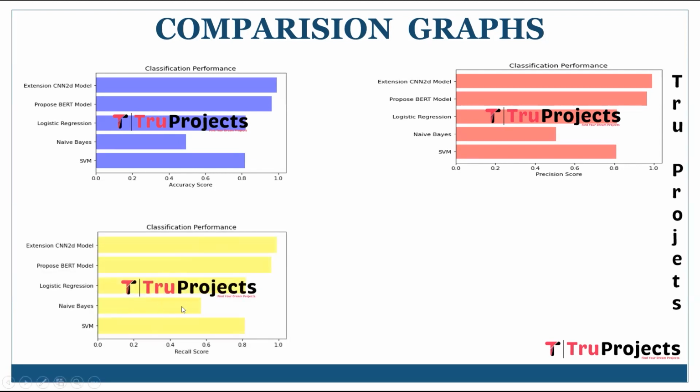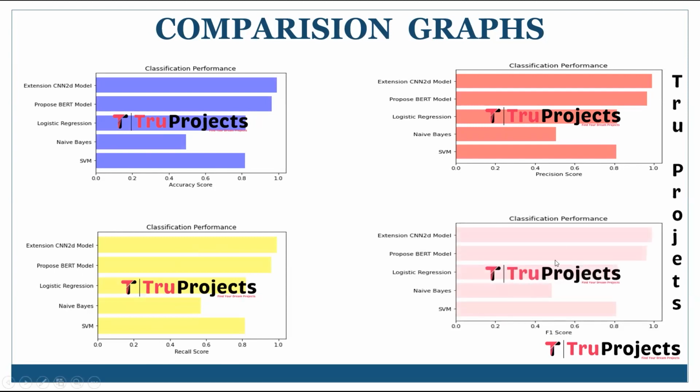Here we have the recall score graph where the x-axis represents the recall score of each algorithm and the y-axis represents algorithm names. Recall is also known as sensitivity or true positive rate. It is the ratio of true positives to the total actual positives, measuring a model's ability to capture all relevant instances without missing any.